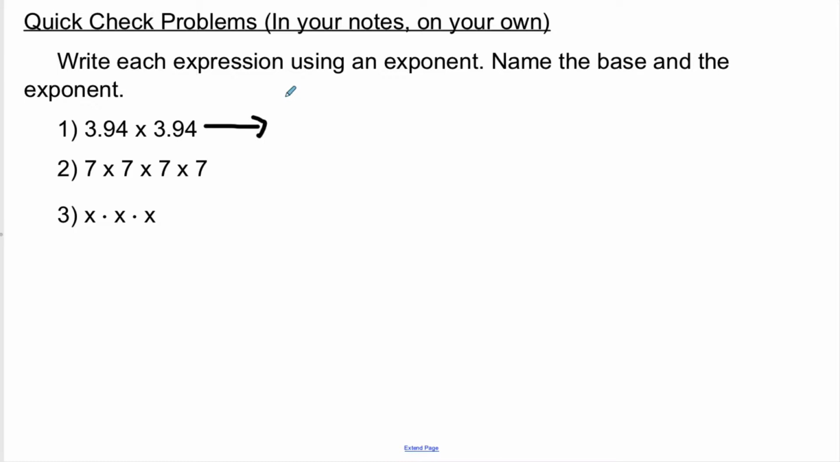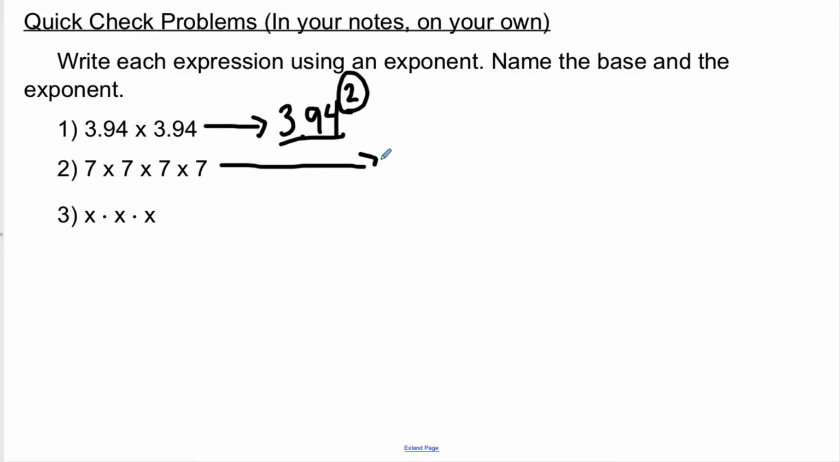So for these, just ask yourself, what's the base? What's the number that I'm using as the factor to multiply by itself? In this one, 3 and 94 hundredths is my base. How many times am I multiplying it by itself? Twice. And there's my exponent, 2. 3.94, 3 and 94 hundredths to the second power. The base is 3 and 94 hundredths. The exponent is 2.